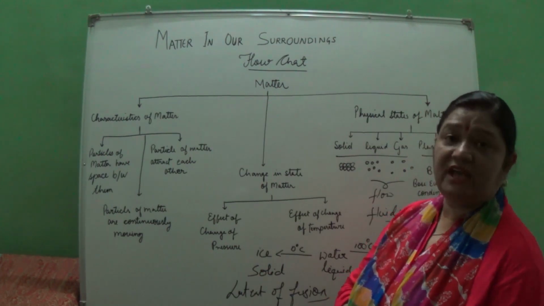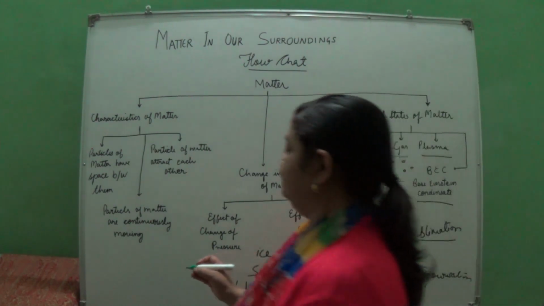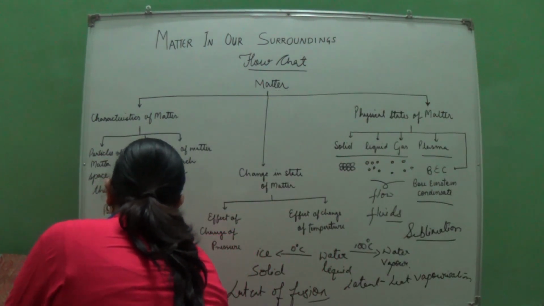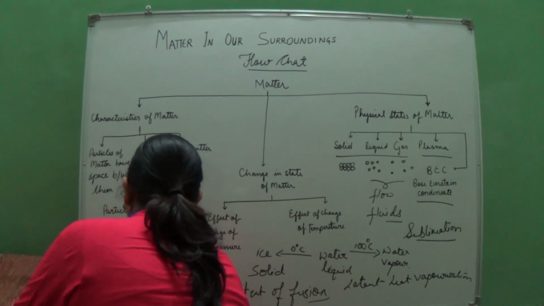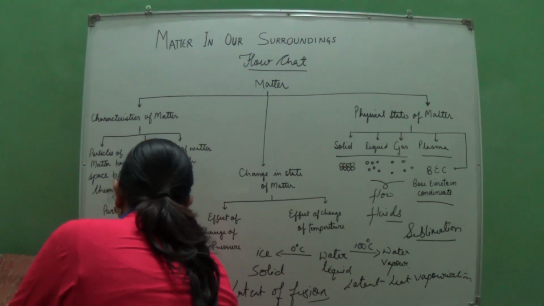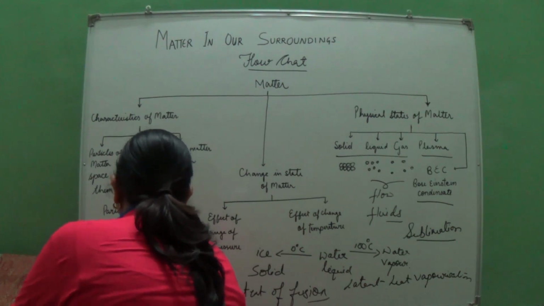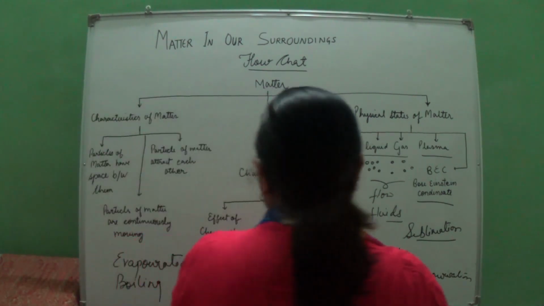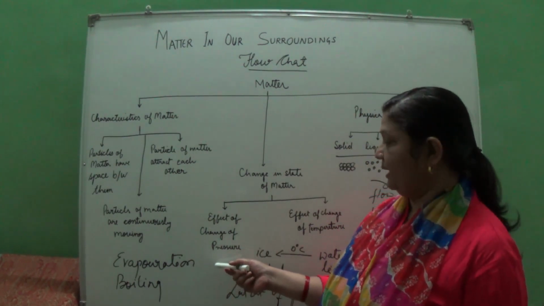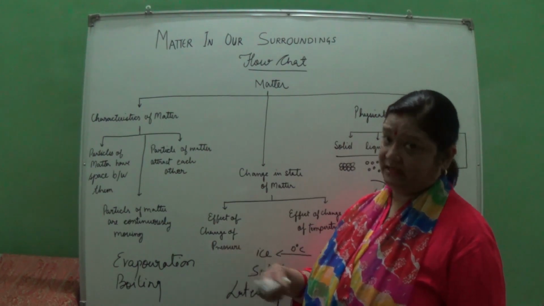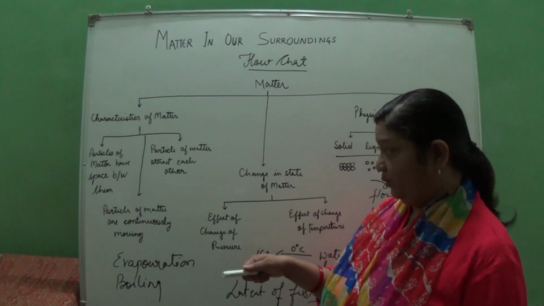Now 2 more things we have studied in this. It was what? Evaporation and boiling. So these 2 terms also I am explaining to you. Okay, evaporation: here no specific temperature is required. Actually it takes place at any temperature below its what? Below the liquid's boiling point.